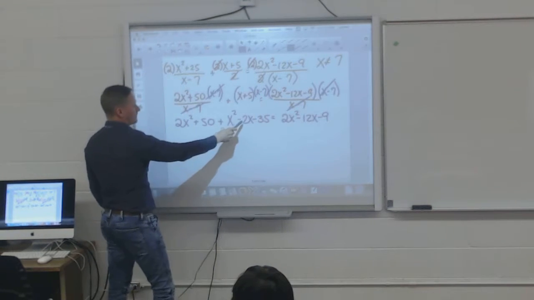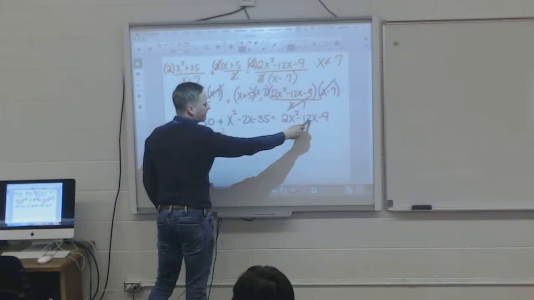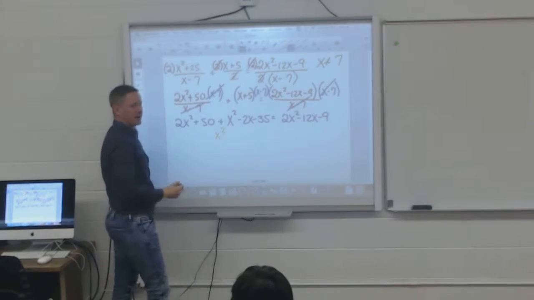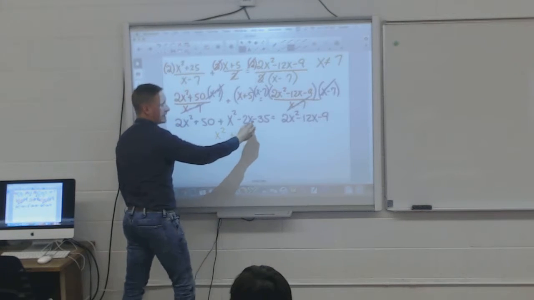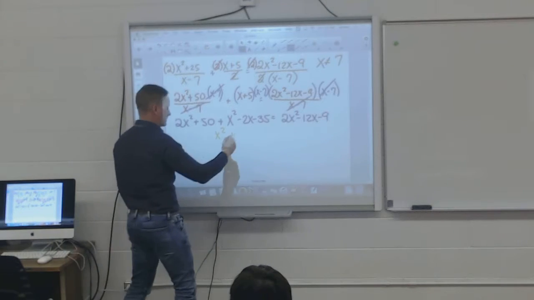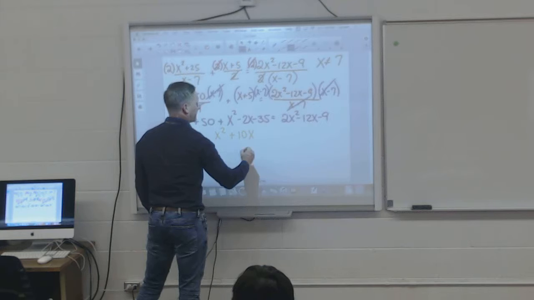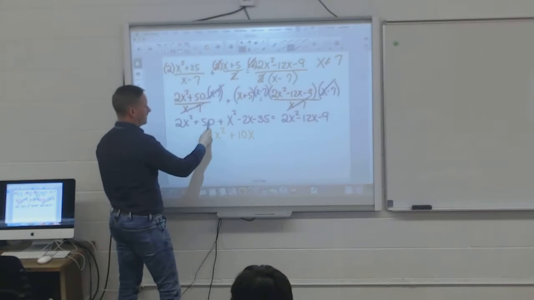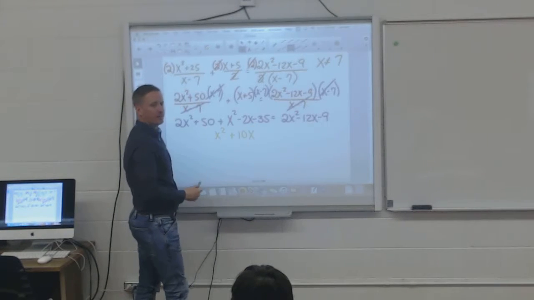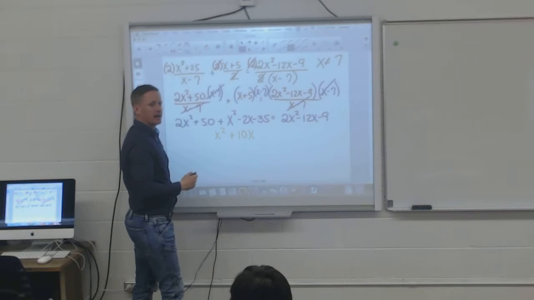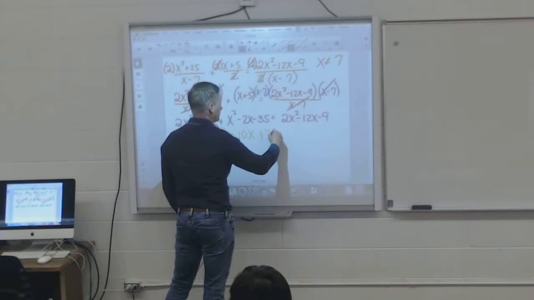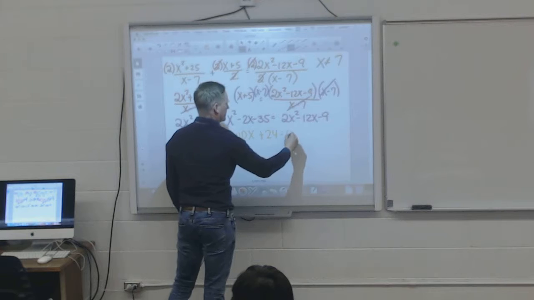Okay. I have a minus 2x here, and I'm going to add the 12x to the other side. So what do you suppose I have? 10x. Okay, so that's taken care of. I have 50 subtract 35, which is 15, and I'm going to add 9 to that. What does that equal? 24 equals 0.